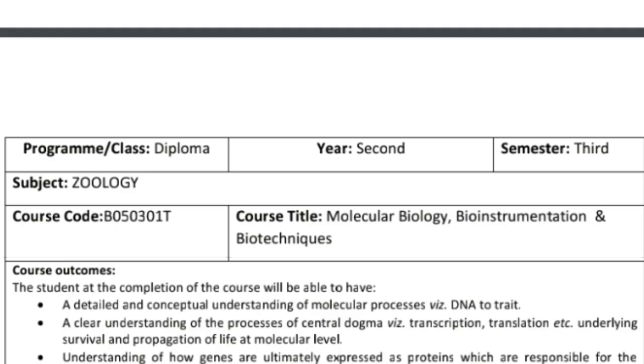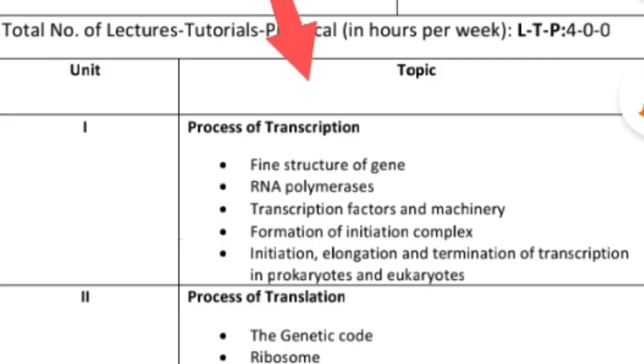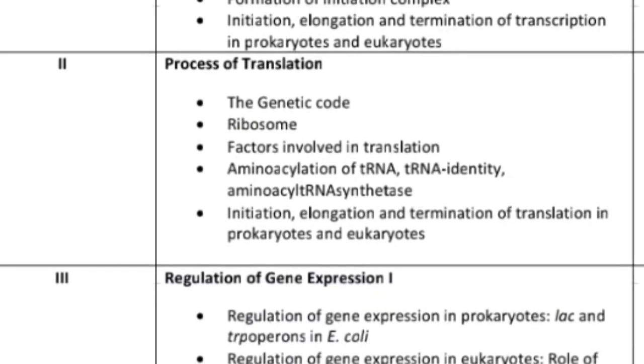Dear students, this is the syllabus of BSc second year and semester 3rd. Subject Zoology, whose course code is B050301T and course title is Molecular Biology, Bioinstrumentation and Biotechnique, whose first unit is Process of Transcription, and subtopics you can note down by pausing the video.